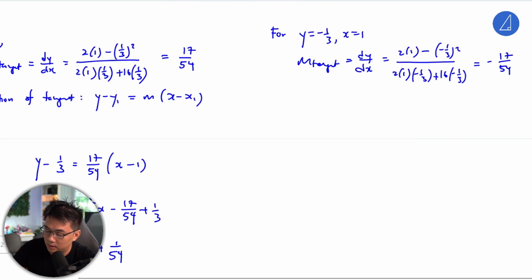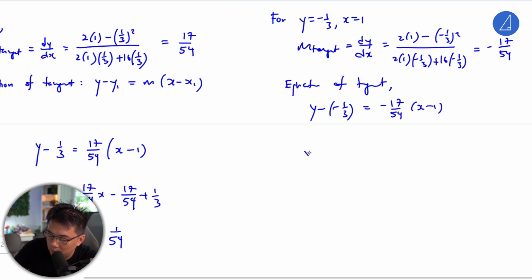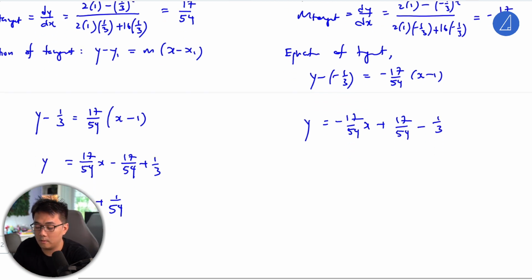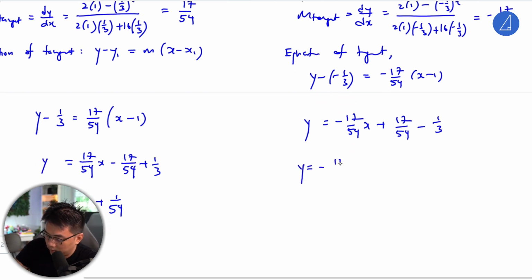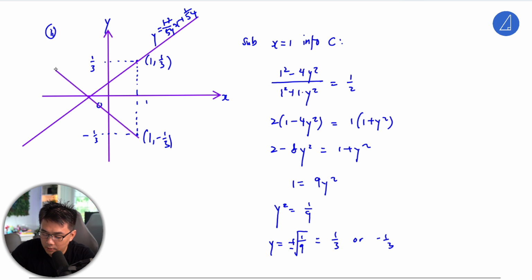Then after which you use the same formula, equation of tangent. Y minus negative 1/3 equals negative 17 over 54 (x minus 1). So here will be y equals negative 17 over 54 x plus 17 over 54 minus 1/3. What we'll get is y equals negative 17 over 54 x minus 1 over 54. In other words, is this line here. It would be symmetrical about the line that we found just now. I believe the y coordinate will be the same here.